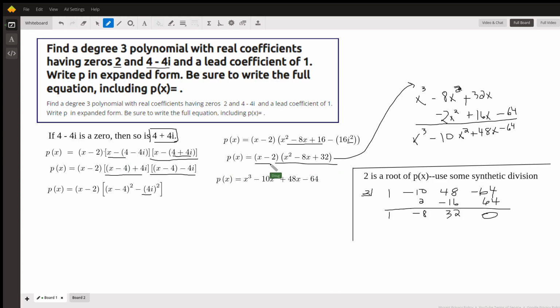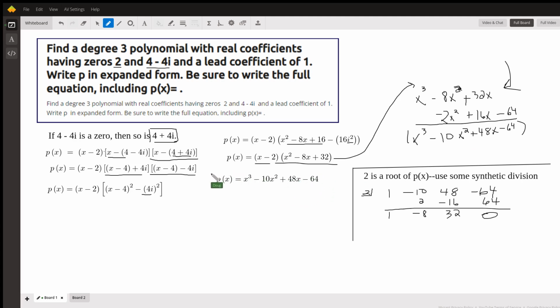Now we've got to multiply that by x minus 2. So I'll take x times every term over here, which I did right here, and then -2 times every term of the trinomial. When you combine similar terms, there's what you get. There's your p of x right there.